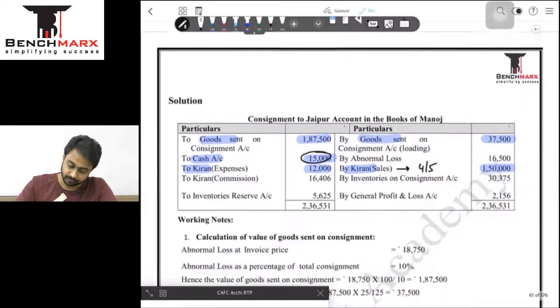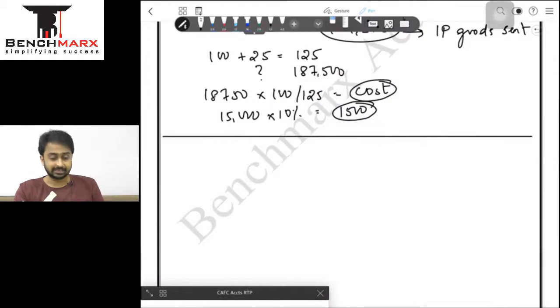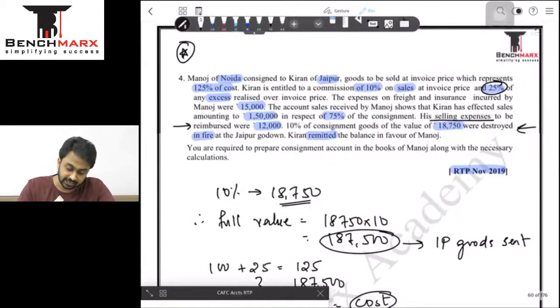Where has it gone? By abnormal loss, it has come here, and 16,500. One item is gone. Then let us come to commission. What is the line for commission? Find out the commission of the consignee. Okay, let's read that line. Commission 10% of sales at invoice price.